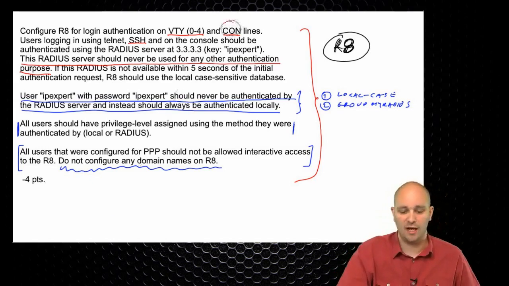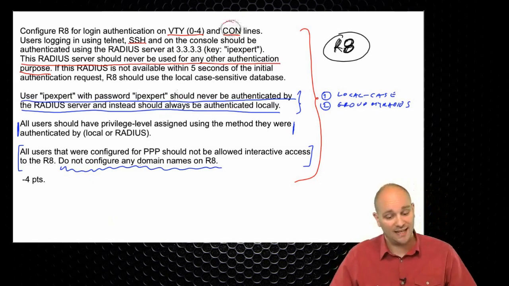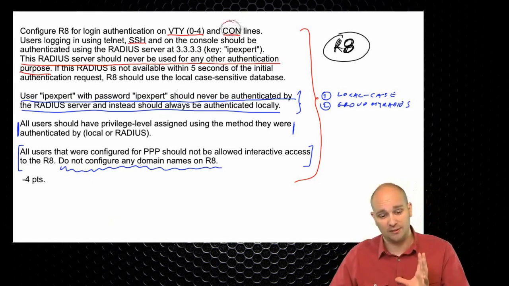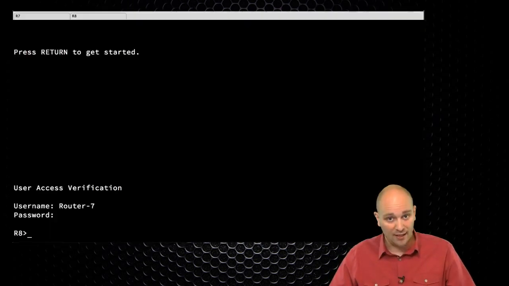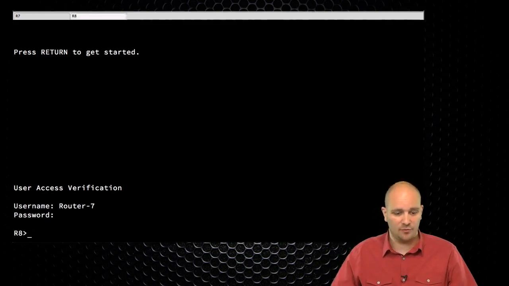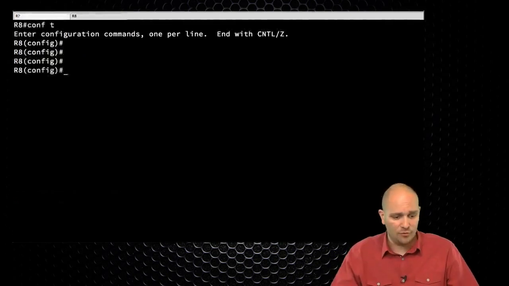It says console lines. It keeps repeating console lines. So everything that this task talks about needs to happen on VTY lines and on the console. And console behaves in a different way. So how does it behave in a different way? Well, for one, the authorization on the console is not enabled by default.